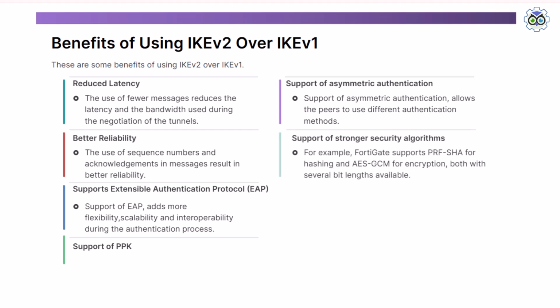Support of stronger security algorithms. For example, FortiGate supports PRF-SHA for hashing and AES-GCM for encryption, both with several bit lengths available. Better resilience against DoS attacks.